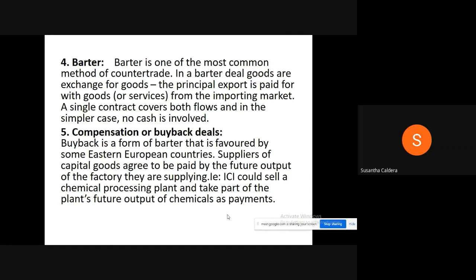Suppliers of capital goods agreed to be paid by the future output of the factory. So, for example, ICI, International Chemical Industries, makes paints. CIC paint and all of these come from ICI, the parent company. So ICI could sell a chemical plant to one of the countries and then take part of the plant's future output of chemicals as payment. So it's good for them. But the country has to pay them back with the chemicals, right?